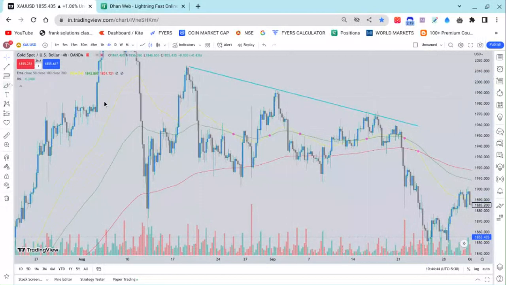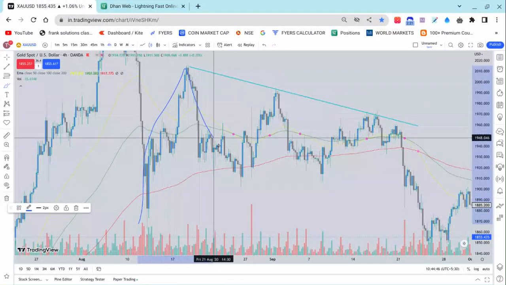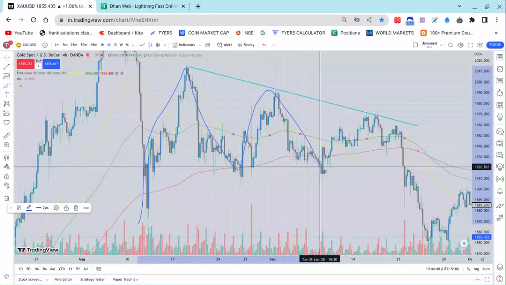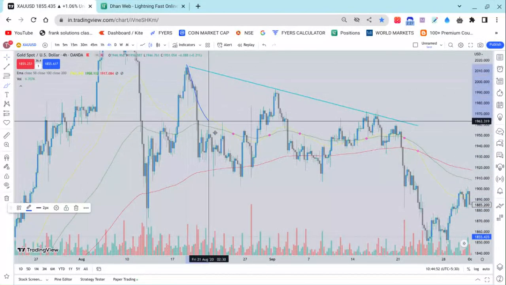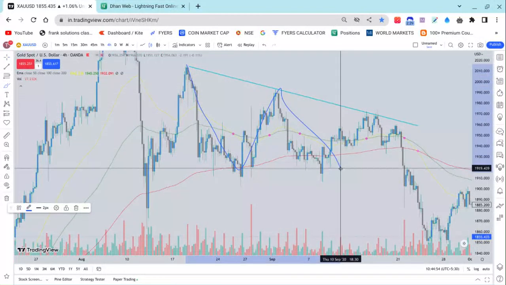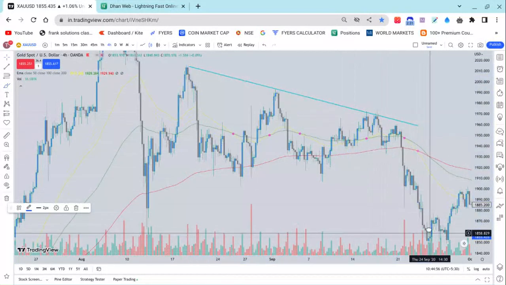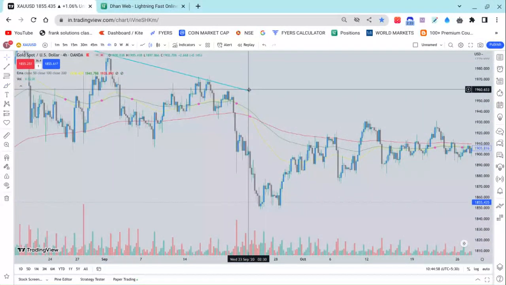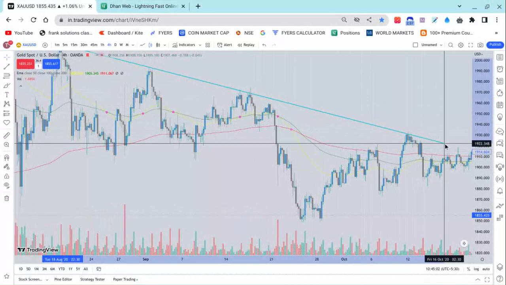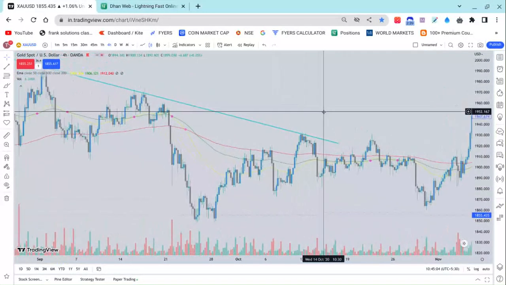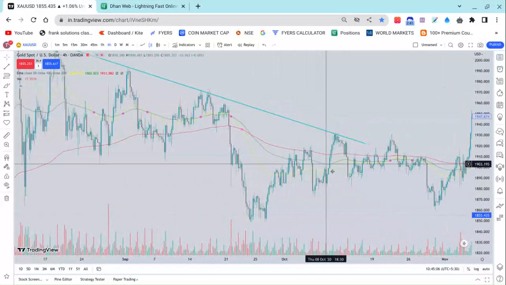We have the first wave, second wave, third wave, fourth wave. Sorry, I counted it wrong. First wave, second wave, third wave, fourth wave, and this is the fifth wave. So this is the trend line. I will just adjust this. Whenever it breaks the trend line, what should we plan for? We should plan for selling or buying.